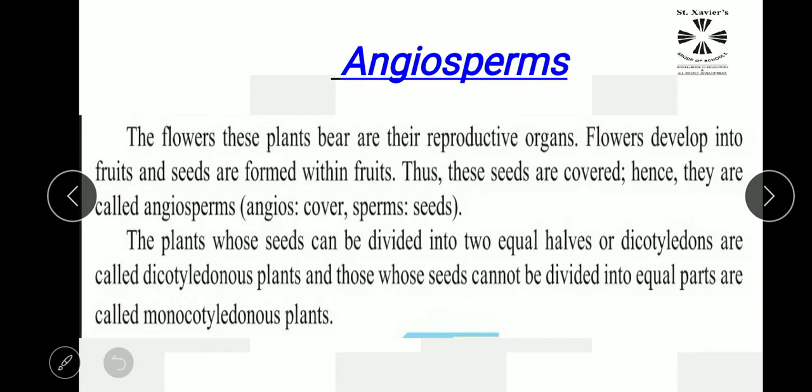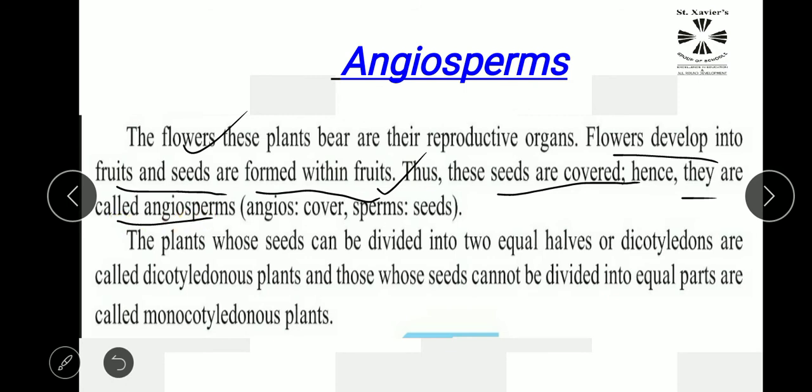Now the next one is angiosperm, students. The flowers these plants bear are their reproductive organs. So they have flowers for reproduction. Flowers develop into fruits, and seeds are formed within the fruit. These seeds are covered, hence they are called angiosperms. Angio means cover and sperm means seed. So angiosperms means the seed is covered.